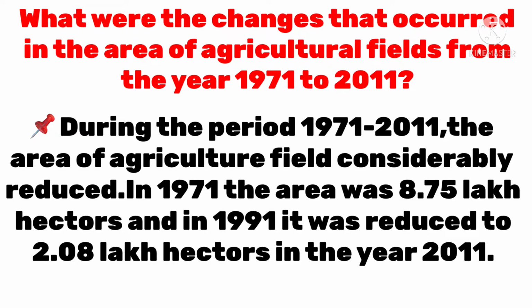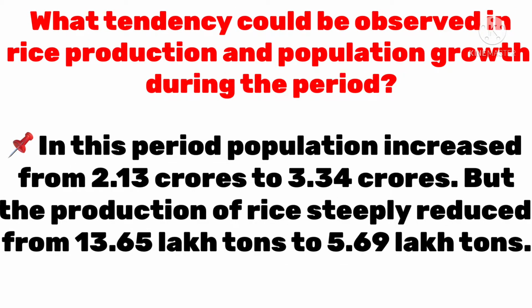During the period 1971 to 2011, the area of agriculture field considerably reduced. In 1971, the area was 8.75 lakh hectares and it was reduced to 2.08 lakh hectares in the year 2011. What tendency could be observed in rice production and population growth during the period?